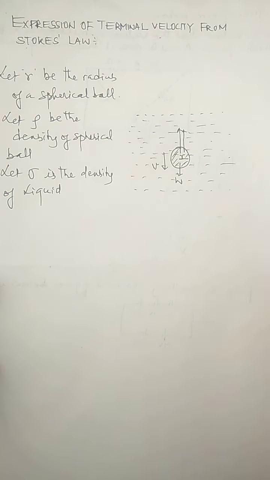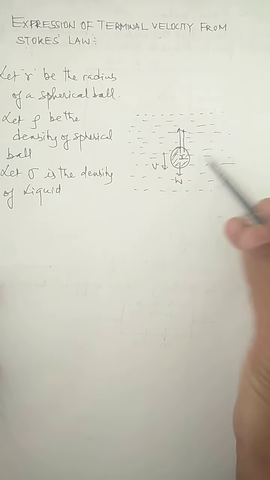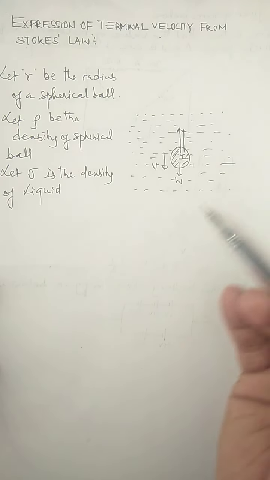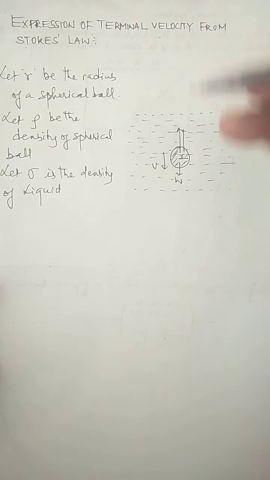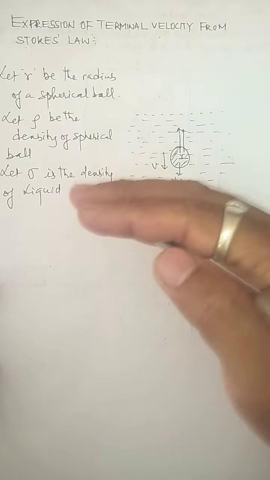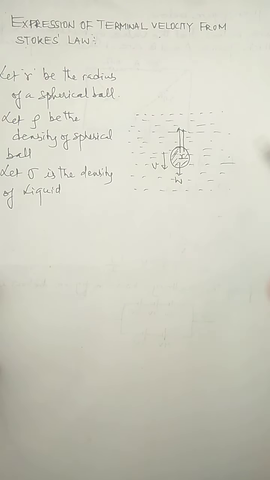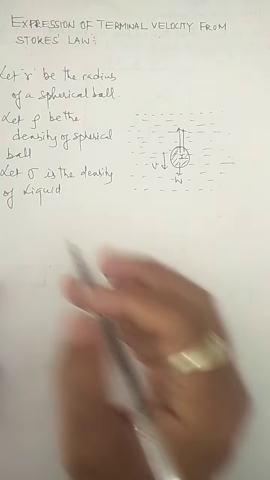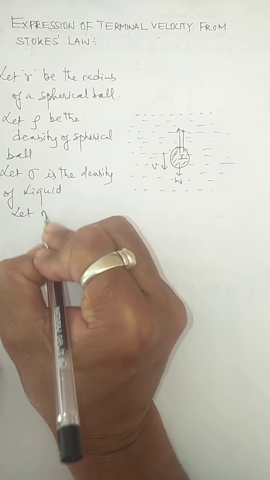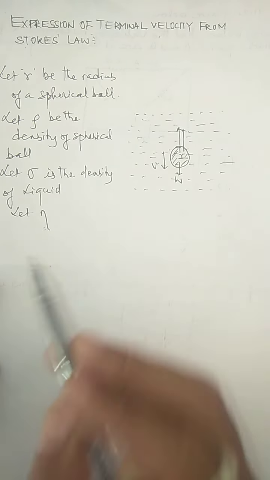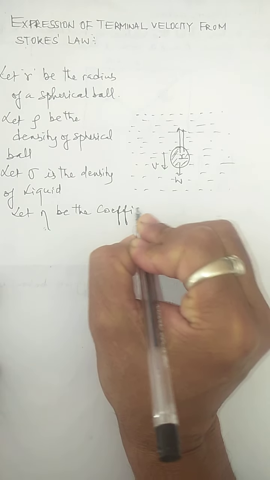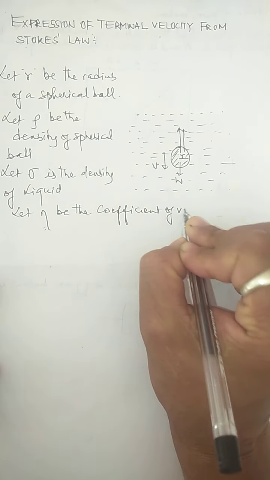The next part that you need to keep in mind is that the nature of the liquid is expressed by the term viscosity, called the coefficient of viscosity. When a body falls in a liquid, there is relative motion between the layers of the liquid, and due to that there is some opposing force exerted between the layers of the liquid. It is expressed by the coefficient of viscosity, which is given by eta. This is the symbol we use, eta. Eta is the coefficient of viscosity of the liquid.